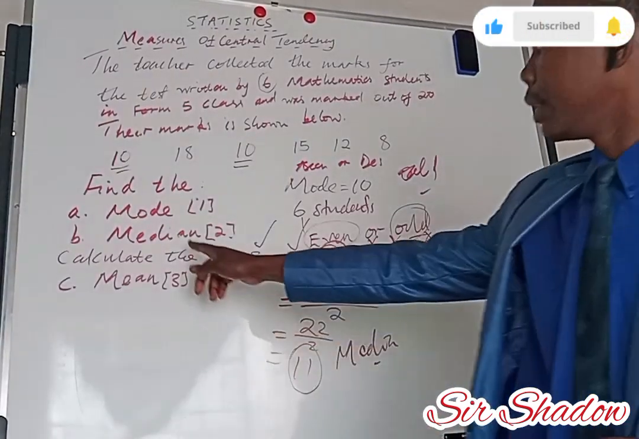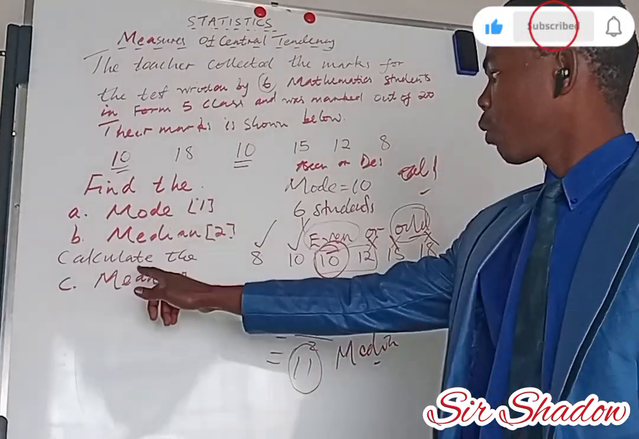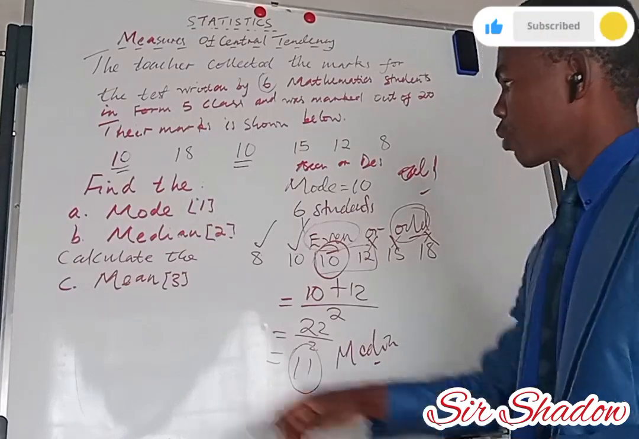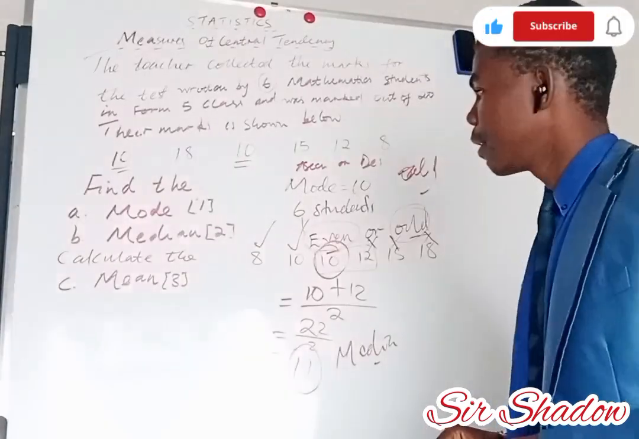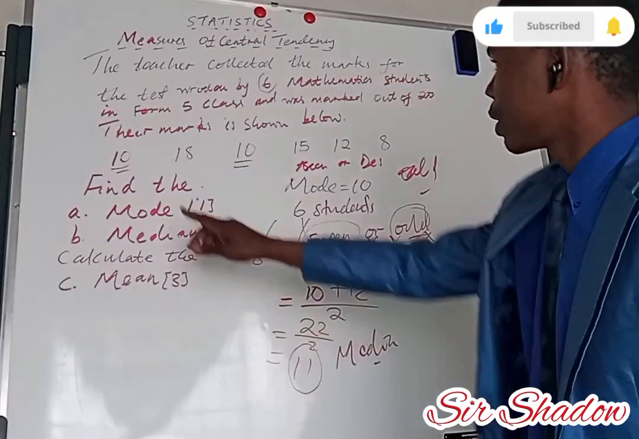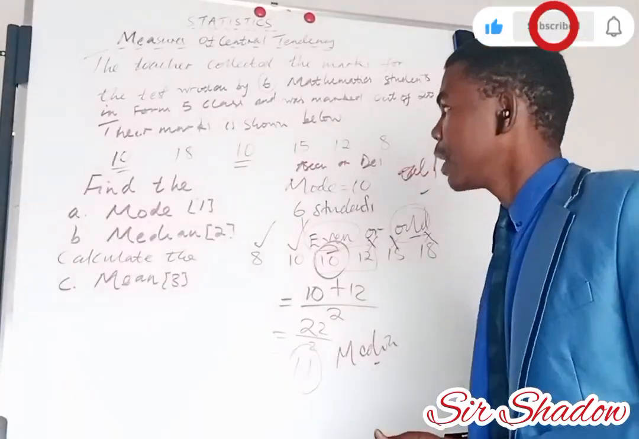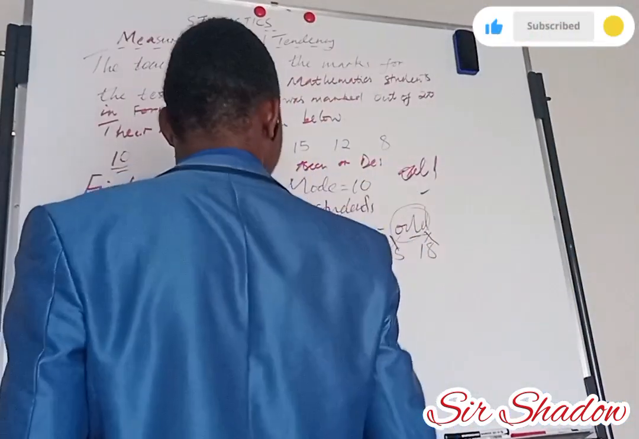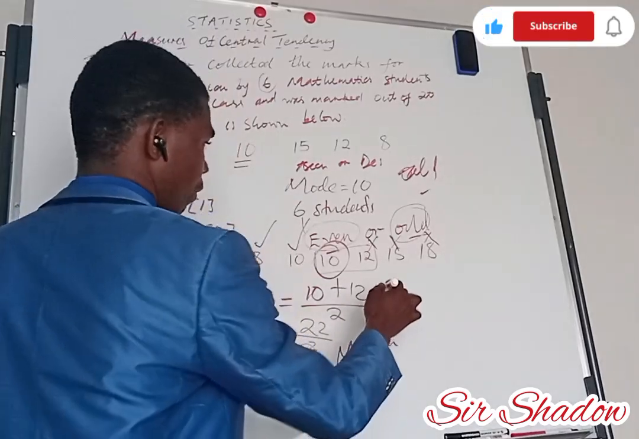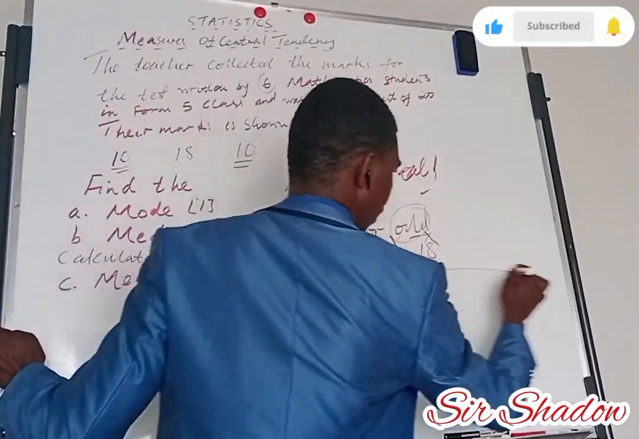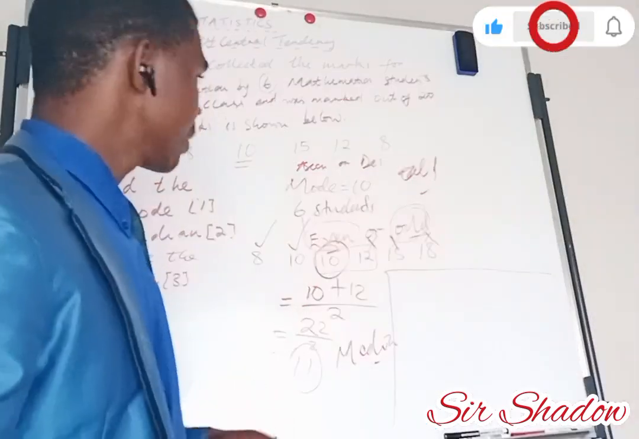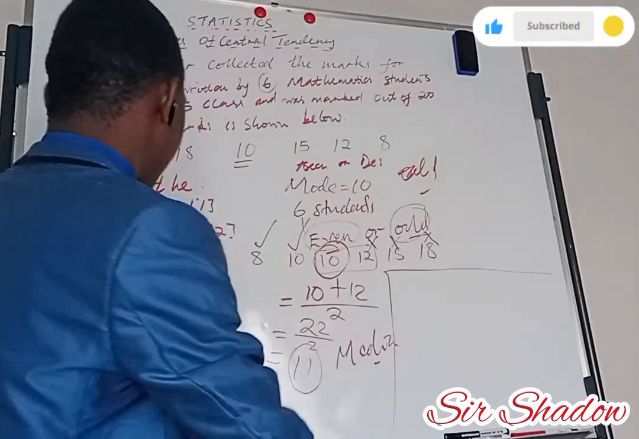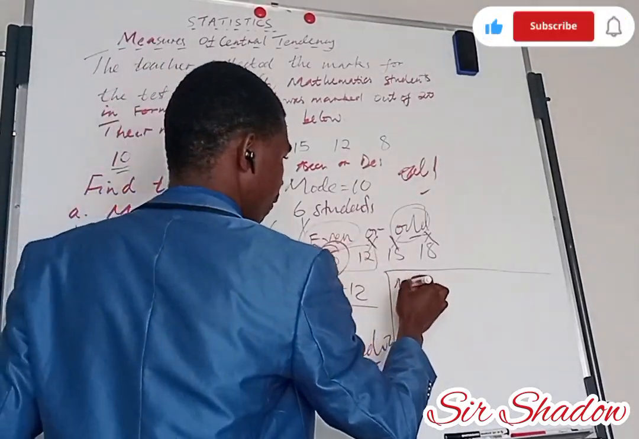Right, we are done with median. Then let's move on to the last part. Calculate the mean. For us to calculate the mean, first of all, we have to add all these values. For the mean, we have to add all values and divide by the number of students who wrote that test.